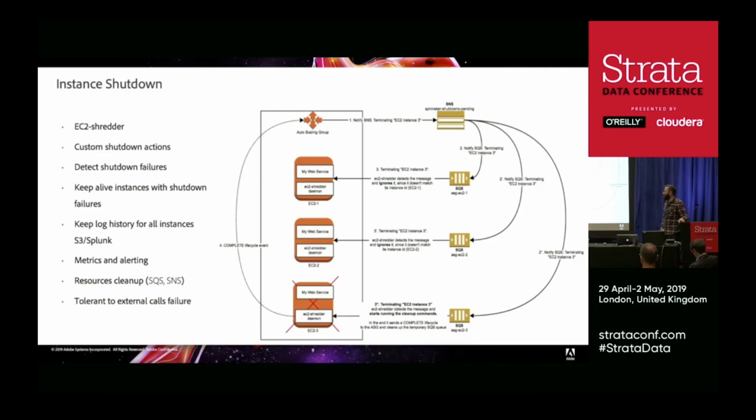After the shutdown script gets executed, Shredder will send a signal back to the Autoscale group that says, okay, I have done my shutdown logic, you can terminate this instance. So basically, it will send this shutdown complete event to the Autoscale group. When that happens, the box will get terminated.